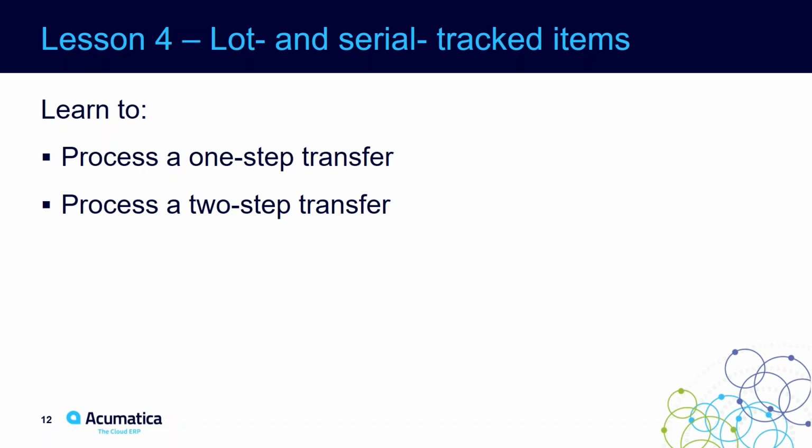Now, lot and serial classes. The settings of the lot and serial classes are defined at the item level by means of lot serial classes that are configured on the lot serial classes form. Lot or serial classes are divided into 3 groups based on their tracking method: classes of items that are not tracked by any number, that are tracked by lot numbers, and that are tracked by serial numbers.